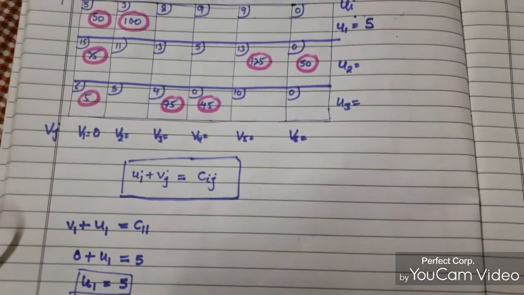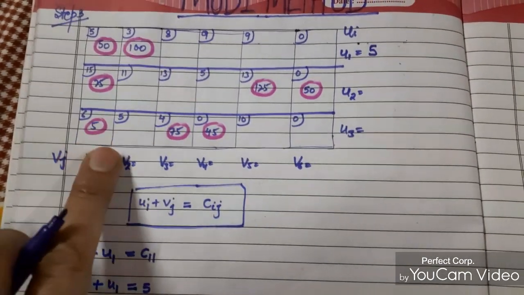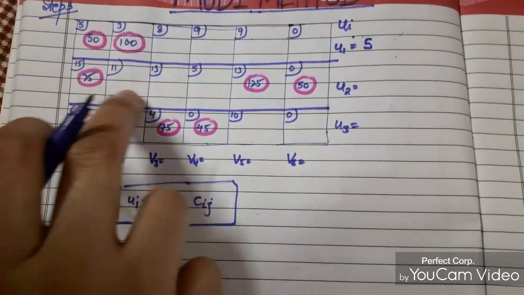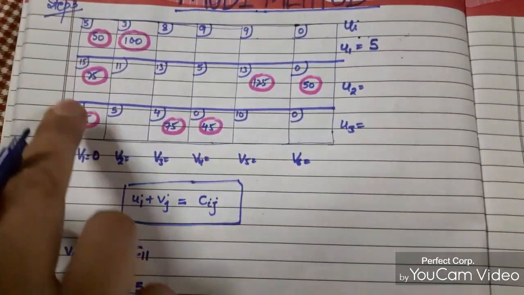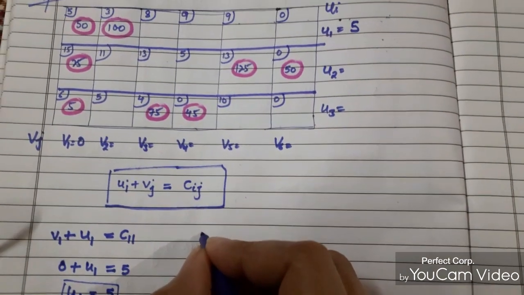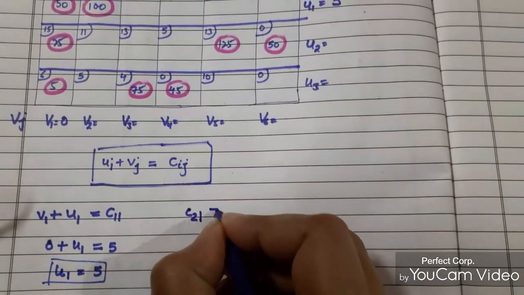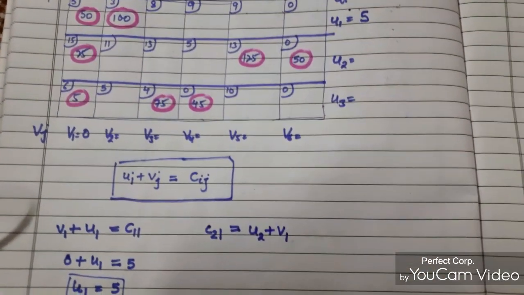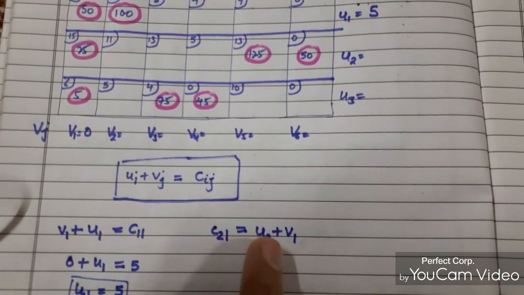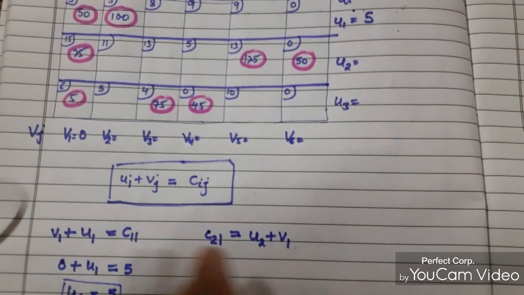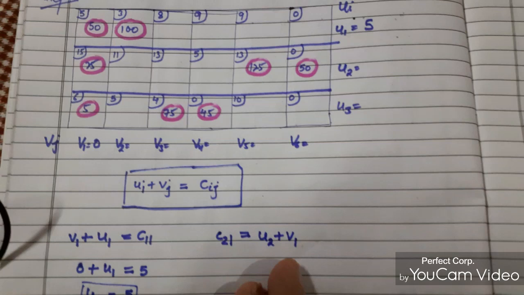Now we will use the same v1 with the cell c21, that is, second row and first column. So we will write c21, that means u2 plus v1. Please don't get confused, I have just written it on the opposite sides, but the thing is the same. Okay.